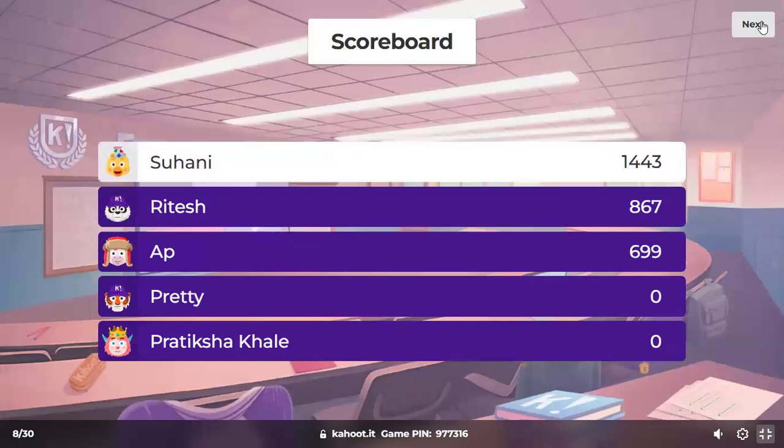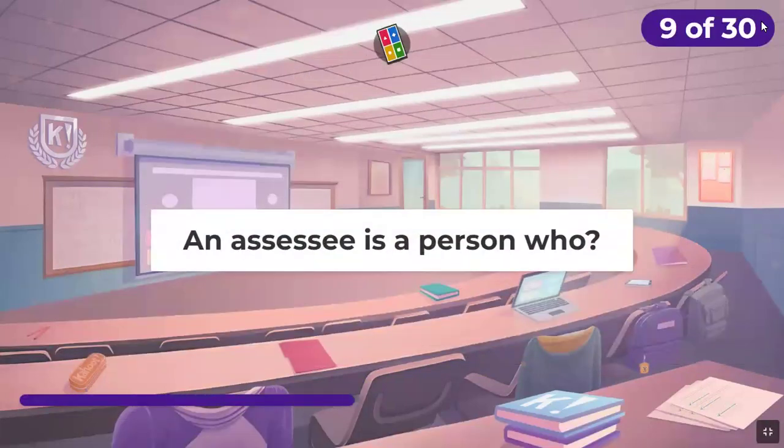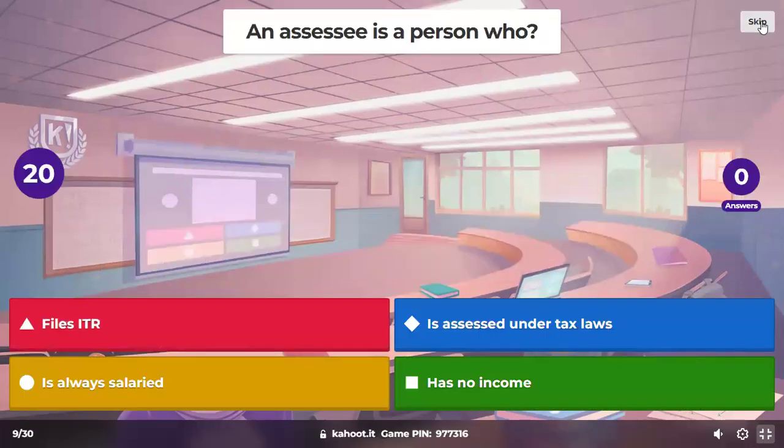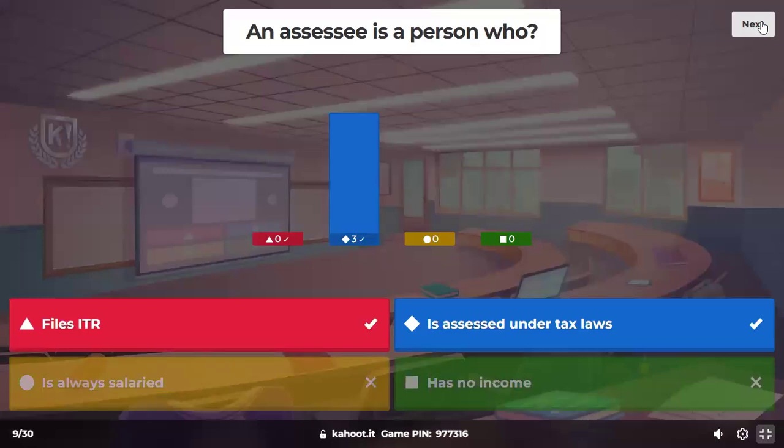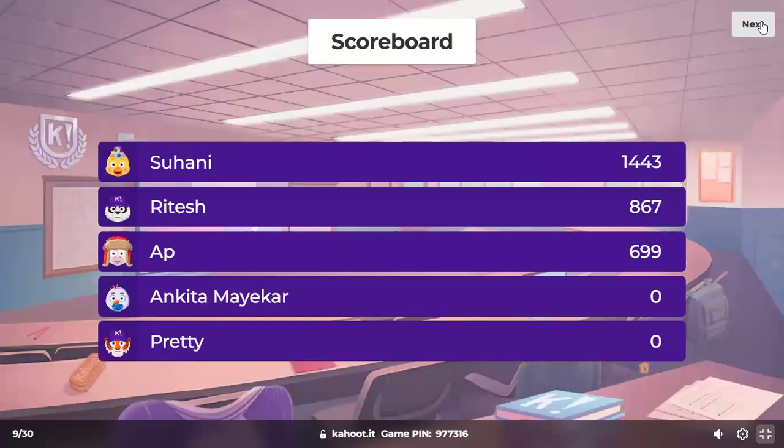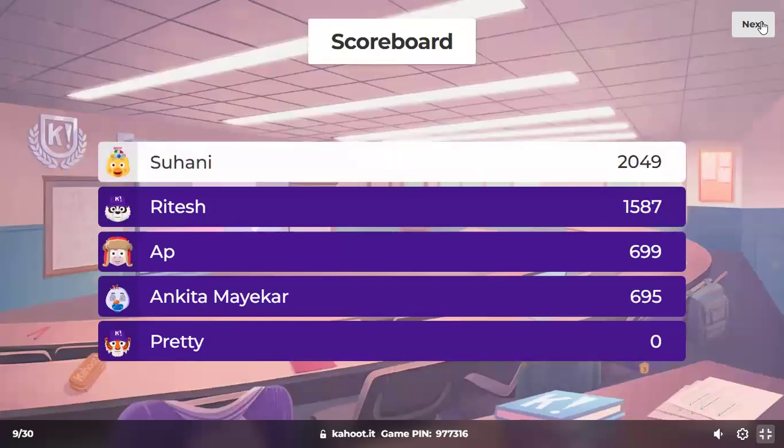Let's see who is leading. So again, Suhani is top score. So next question. An assessee is a person who: red color, files ITR; yellow color, salary; blue color, is assessed under tax law; and green color, no income. Okay, three people answered. He is assessed under tax law is the correct answer. Let's see who is the leader. So Suhani is still leading.